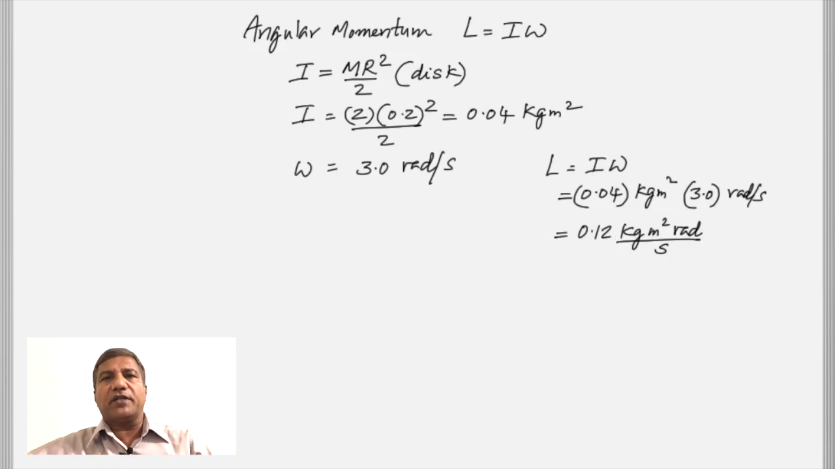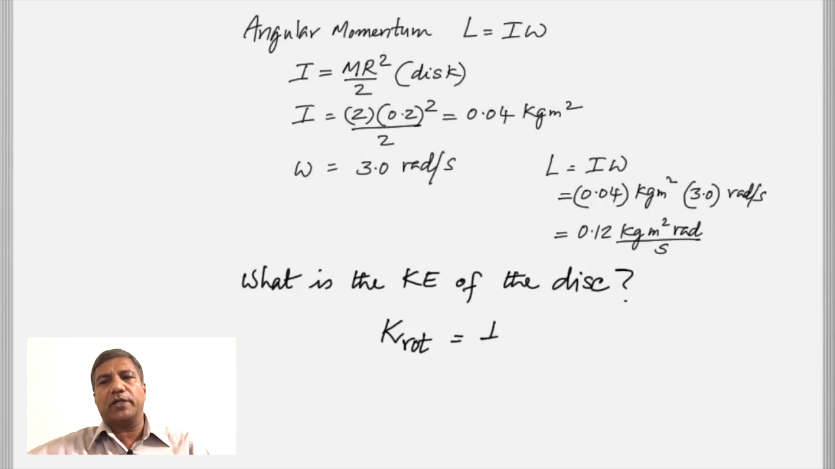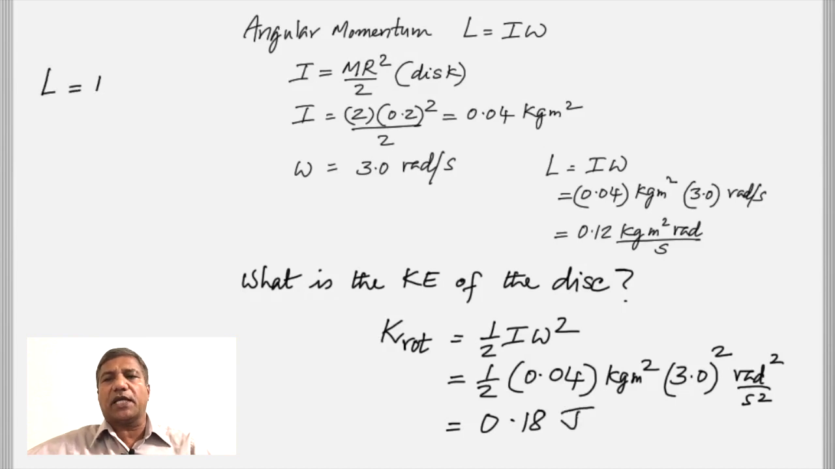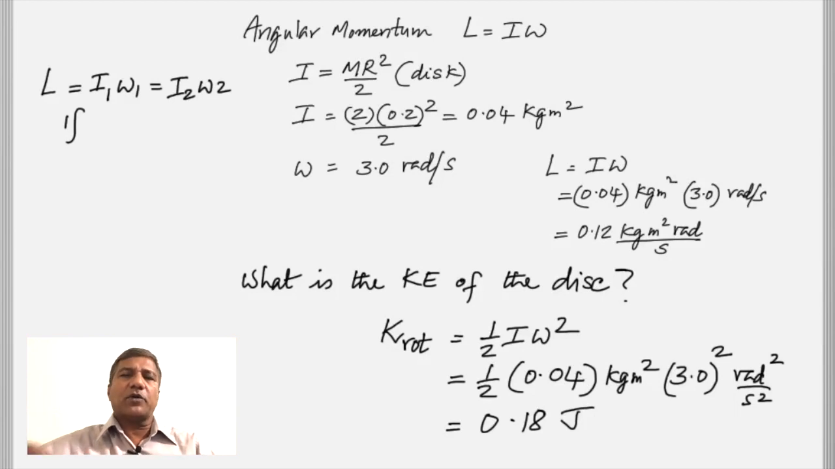And then could we find the rotational kinetic energy of this object? Yes, rotational kinetic energy is given by 1/2 I omega squared. We know the rotational inertia, we know the angular velocity, so when we do the math, we will get the rotational kinetic energy as 0.18 joules. And I wanted to add a third piece, which is the conservation of angular momentum. According to the conservation of angular momentum, angular momentum does not change. But there is a condition. The condition is that there must be no external torque acting on the system.